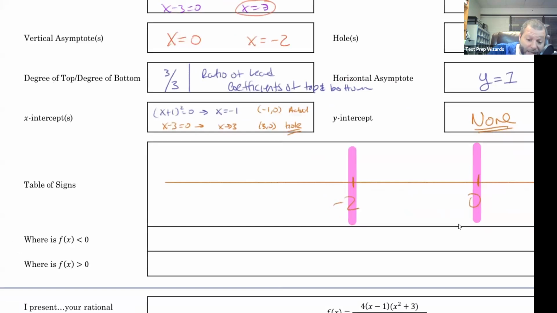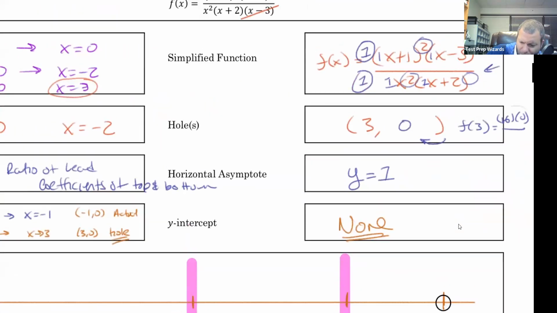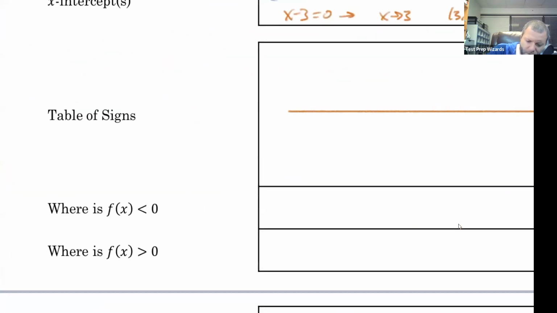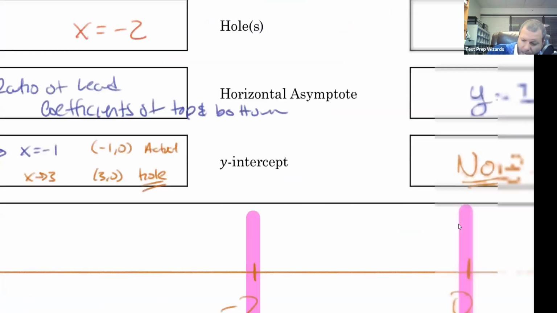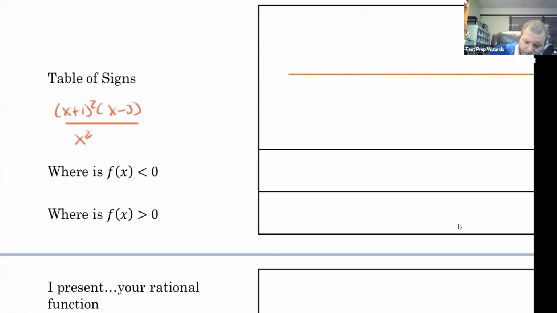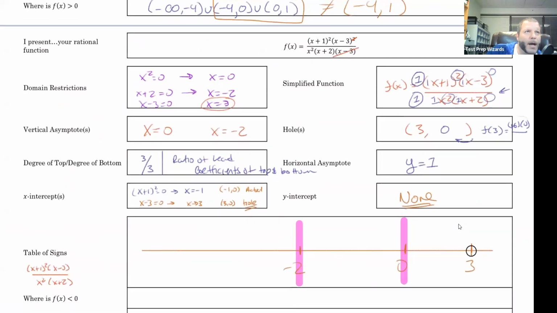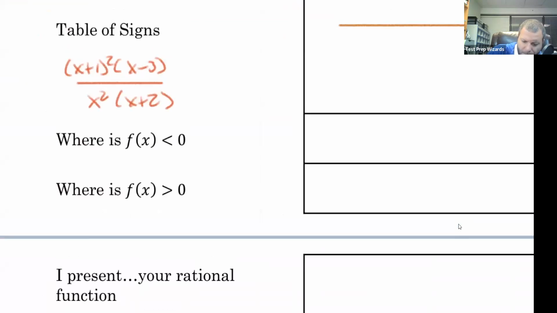So just like I did in the last video, if you're unsure, and I kind of do this one too fast, just feel free to go back to the last video. For a table of signs, a reduced function is (x plus 1) squared times (x minus 3) all over x squared times (x plus 2). So we can always look to simplify our table of signs a bit.